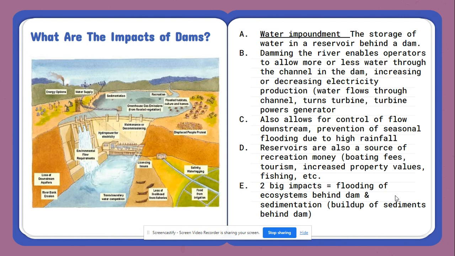But in doing so, some of the issues associated with dams can be the flooding of ecosystems behind the dam, since now we are creating a much larger reservoir of water that may not have normally been there to begin with. And we can then also see a buildup of sediment. So as soils get carried along the way, they start to build up behind the dam.